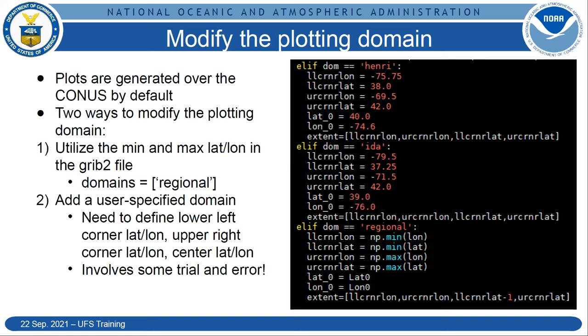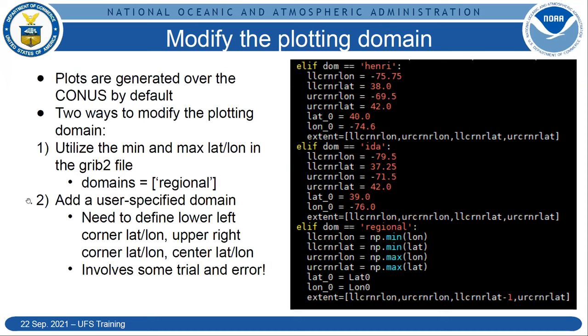So there are two ways you can do this with the plotting scripts. The first is you can utilize the minimum and maximum latitude and longitude that are in the grid 2 file. And to do this, you would set domains equal to regional in the plotting scripts. And then there's code here on the right that basically determines the minimum and maximum values that would be used in plotting the domain.